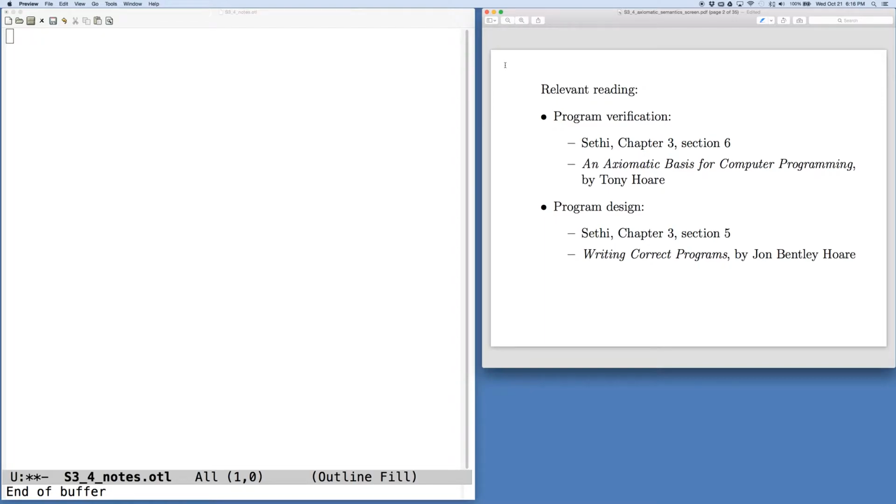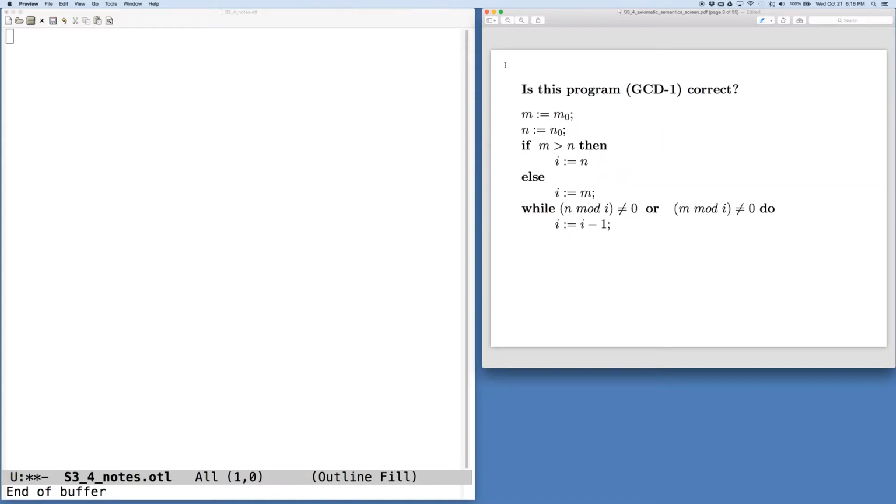We've seen the relevant reading. This really comes out of Tony Hoare's original paper on axiomatic semantics from the late 60s. This is a classic in computer science and in programming language literature, so you do want to read this. It's a very accessible paper and gives a glimpse into how things were done at that point in time.